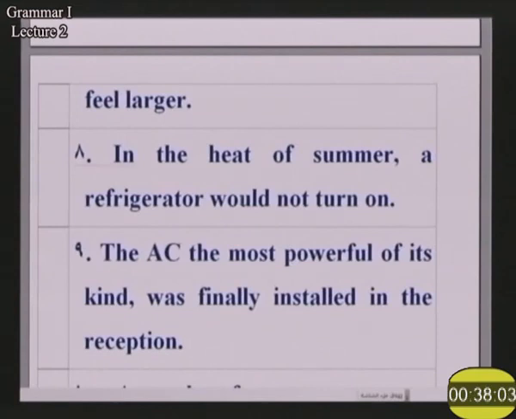طيب, the AC, that's the subject. Where is the verb? Was finally installed. Was installed. That's the verb. The most powerful of its kind. جايد على إيه. بتوصف إيه. The AC. أقوى واحد في النوع ده. أقوى air conditioner في النوع ده.